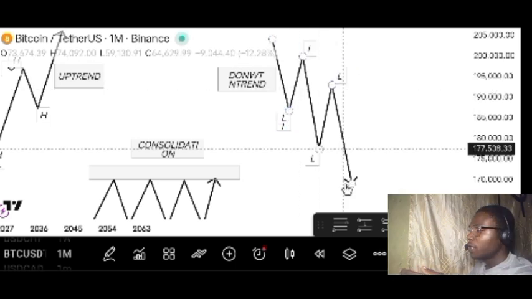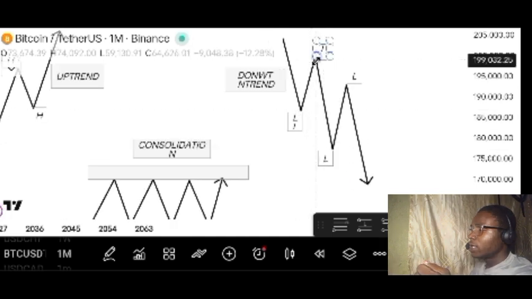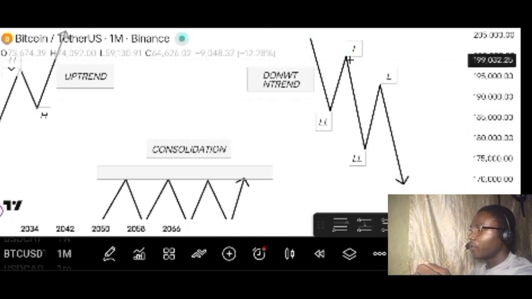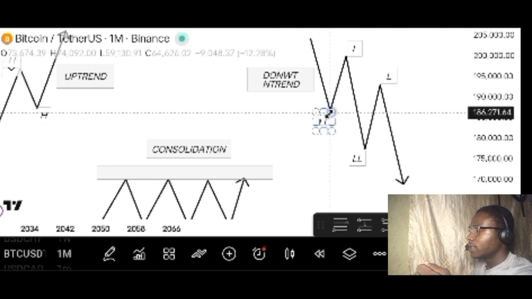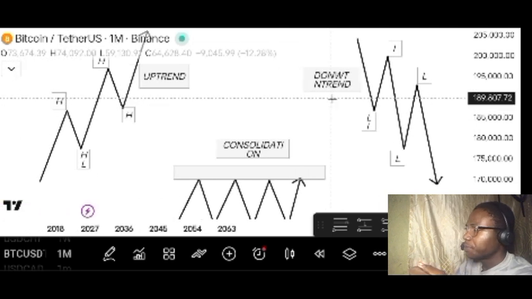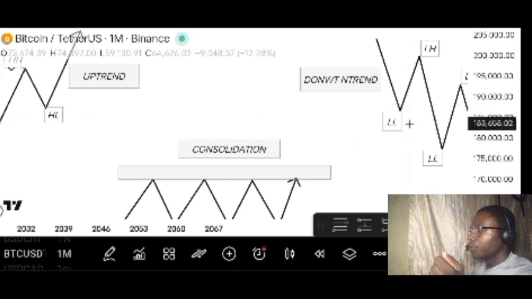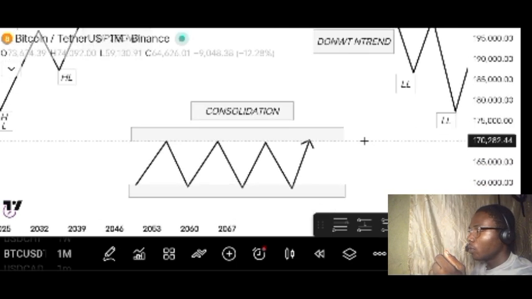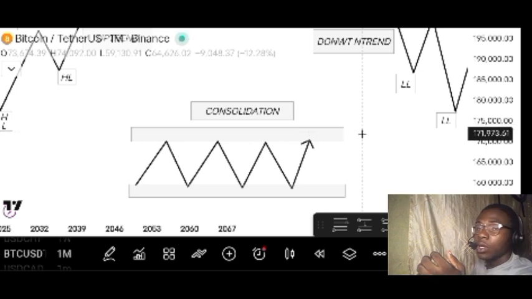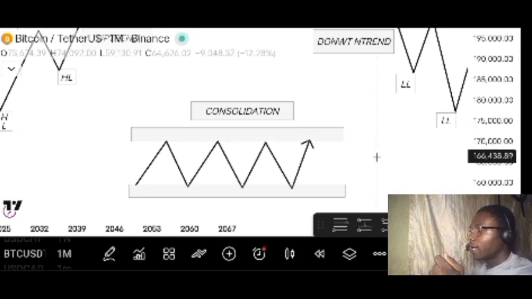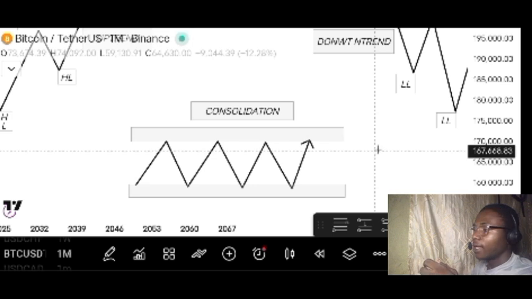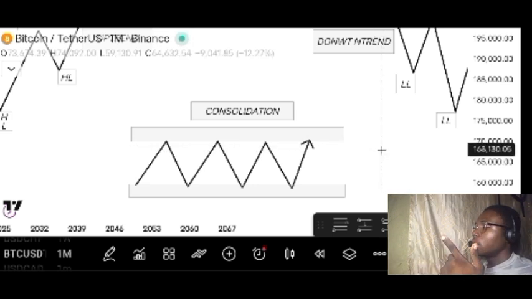So without further ado, let's check out the downtrend. The downtrend is the opposite. You can see it here. Let me show you guys. You can see lower low, lower high, lower low, lower high, lower low. That's just it, guys. In a downtrend, the upside is known as the lower high, and the downside is known as the lower low. So that's just it. Now we have the consolidation.